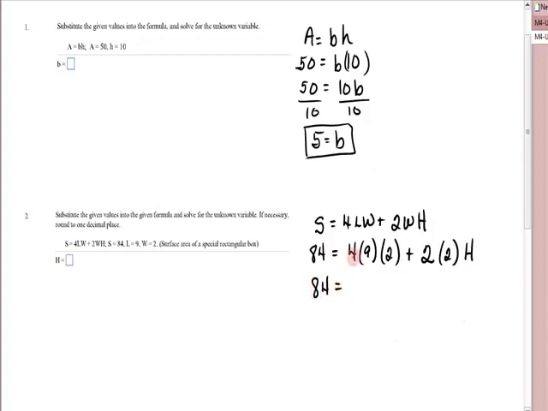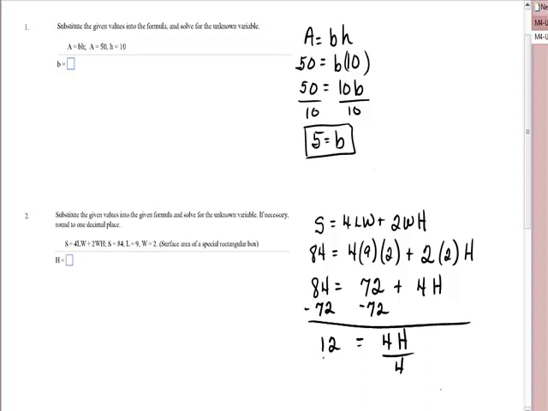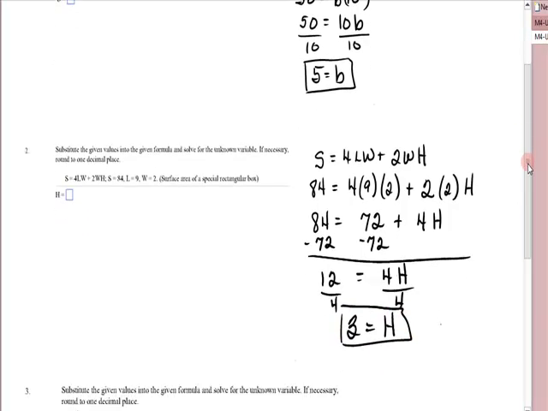84 is equal to 4 times 9 times 2, that's going to give me 72, plus 2 times 2 is 4, 4H. Solving for H, using my algebra skills, I'm going to subtract 72 from both sides. 12 is equal to 4H. Divide by 4, which is the coefficient, and 3 is equal to the height. I can solve for the unknown by using my skills in solving equations.